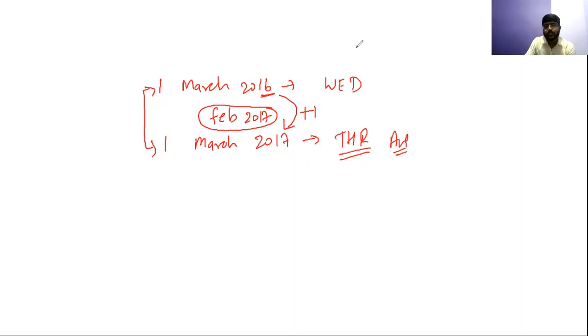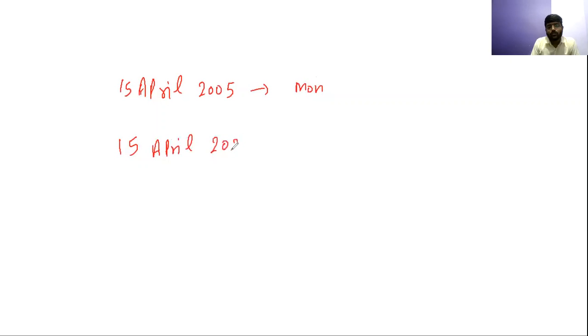Let me discuss the different aspects of this odd day concept now. So this was all clear to you. Now let's take another kind of question. I have been taking questions with years that are very near, but let's suppose I take this kind of question. 15th April 2005 is given to you as Monday. So what will be the day on 15th April 2020?